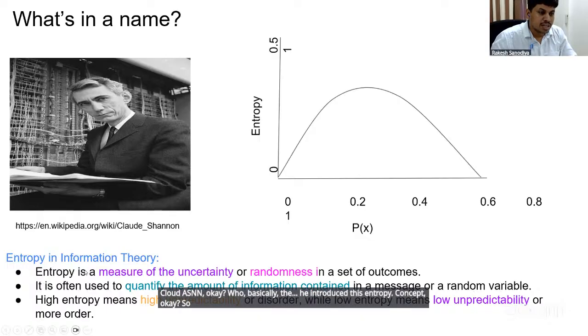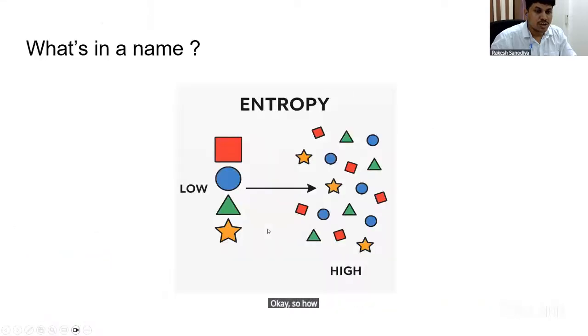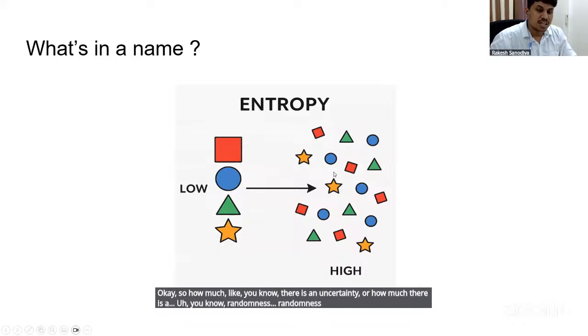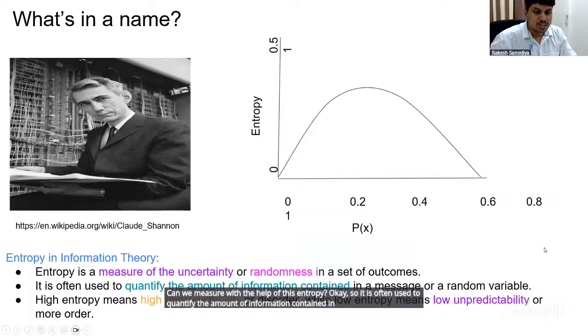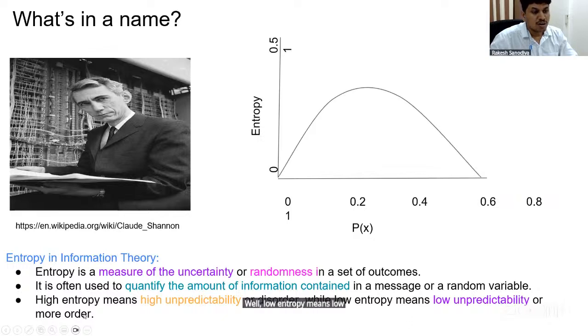Okay, so in information theory, entropy is a measure of uncertainty or randomness in a set of outcomes. How much uncertainty or randomness there is in the output, or in the real world, can be measured with the help of entropy. It is often used to quantify the amount of information contained in a message or a random variable. High entropy means high unpredictability or disorder, while low entropy means low unpredictability or more order.